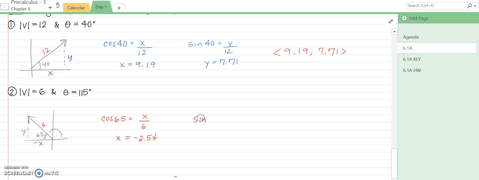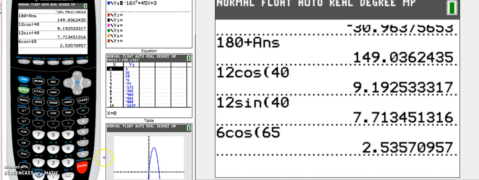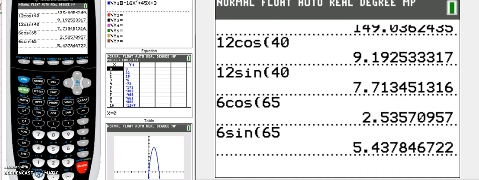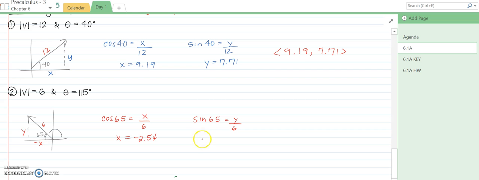And do the same for sine to find y. So 6 times the sine of 65 is 5.44. And it's in quadrant 2, so y is positive. So your component form has a negative horizontal component, but a positive vertical.